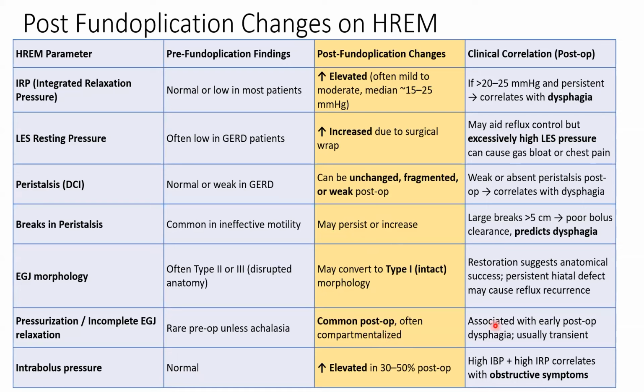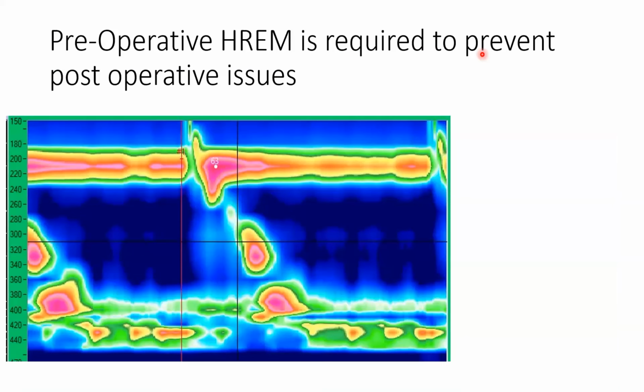Intrabolus pressure will increase, and this is what actually correlates clinically. If you have a high intrabolus pressure and high IRP together, they will usually predict obstructive symptoms in a patient who has had a fundoplication. If there are large breaks, and this has to be done in a preoperative setting also, it will predict dysphagia after the procedure. And if IRP is more than 20, it will actually correlate with dysphagia. So these are the expected changes that will happen in a patient who has undergone a fundoplication.